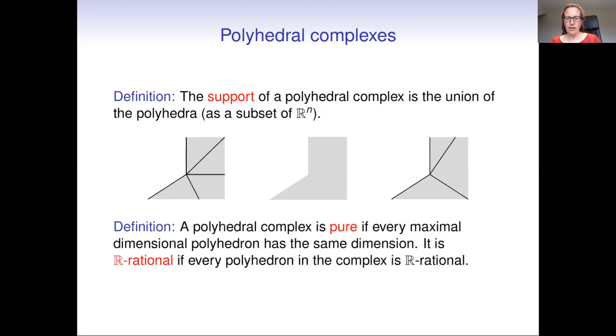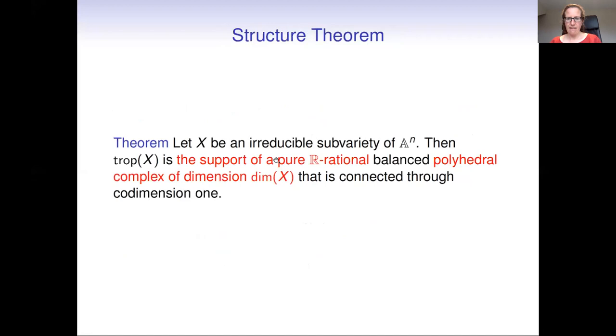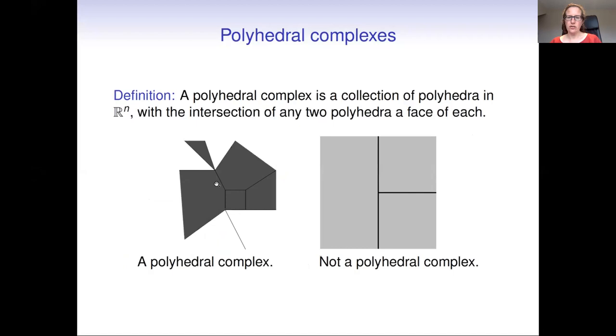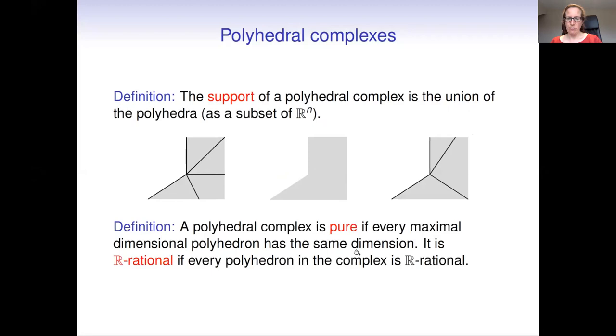But here we're going to want R. So the question was why is this one here not pure? Pure meant every maximal polyhedron has the same dimension. There's a typo on the slide. So it's pure if every maximal polyhedron has the same dimension, so we should kill the word "dimensional" from there. Just to restate, it's pure if every maximal, with respect to inclusion, polyhedron has the same dimension.